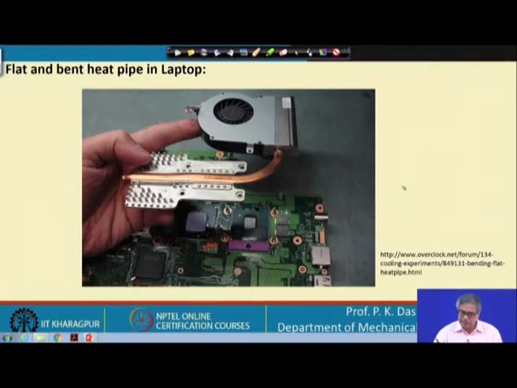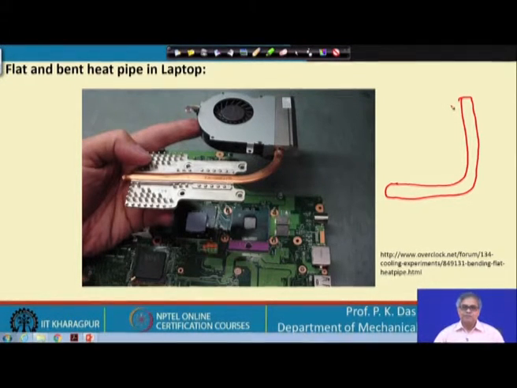So, the heat pipe is basically having some sort of a structure like this. You need not have the feeling that the heat pipe is always a straight pipe. This is a bent pipe, and even more crooked configurations are possible. You see, this is bent and this is flat. The heat pipe from the evaporator section will pick up heat and then it goes here, this is your condenser section.